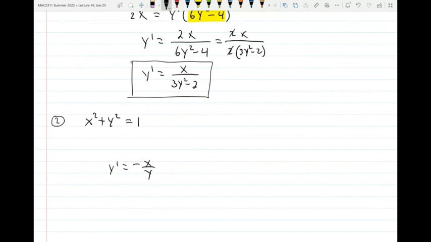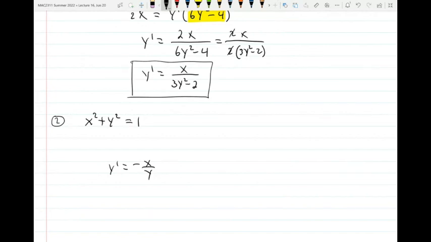When is a fraction 0? When the numerator is 0, right? So this fraction is 0 whenever x is 0. And when x is 0, the two possibilities for y are plus or minus 1, right? So this is telling us what's supposed to happen.